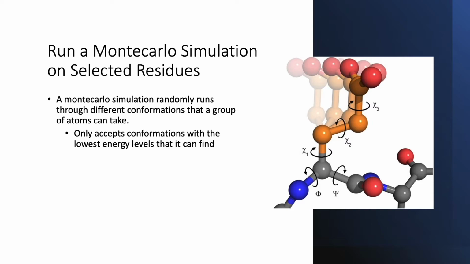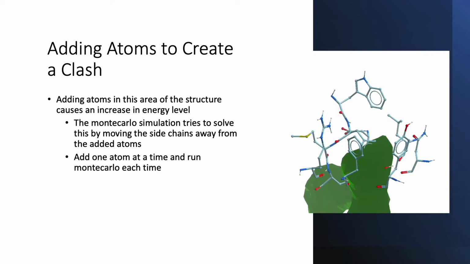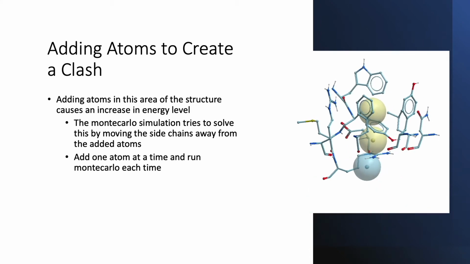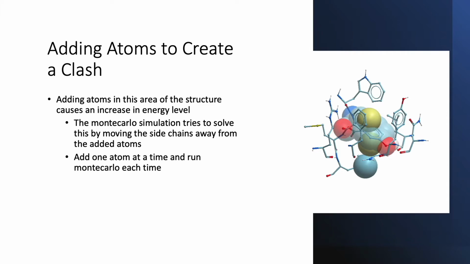A low energy level represents a higher chance for the conformation to actually occur. Unfortunately, randomly moving the selected residues does not necessarily make them move in the positions wanted. To help push them out of the area with a potential pocket, 3 unrelated atoms were added. These atoms cause a clash with the side chains, which, in turn, create a spike in energy level. The Monte Carlo simulation then tries to solve this spike in energy by moving the side chains away from the added atoms. Displaying the middle side chains in a space-filling model helps show the clashes between the atoms.